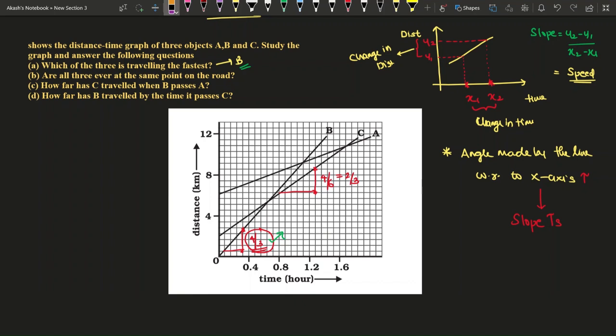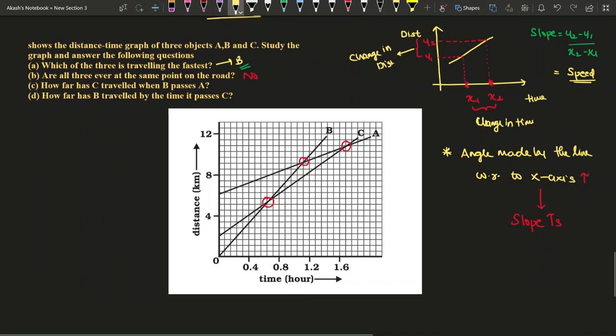Okay, fine. The next part of the question is, are all the three ever at the same point on the road? Whether they are meeting on the same point on the road. If they are at the same point, at one particular point all the curves should coincide. This point B and A coincide, this point A and C coincide, this point A and B coincide. But nowhere can we see A, B and C getting coincided. So no is the answer.